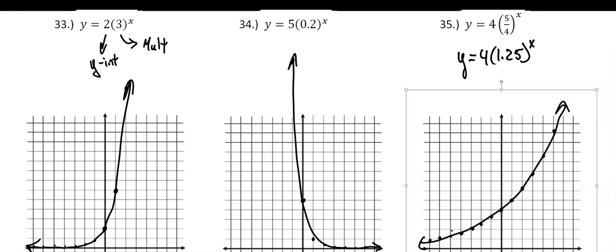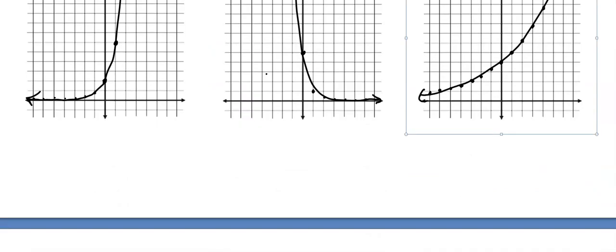Okay, and that's it. So again, A is the y-intercept, B is what you're multiplying by each time. Okay.